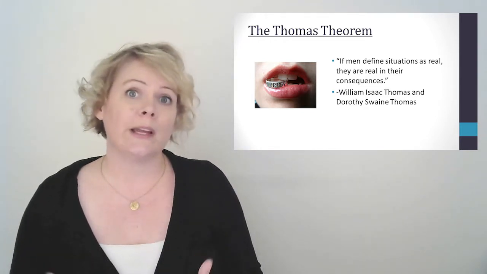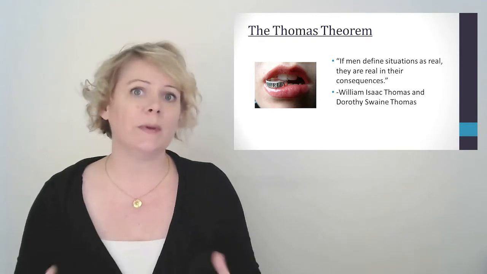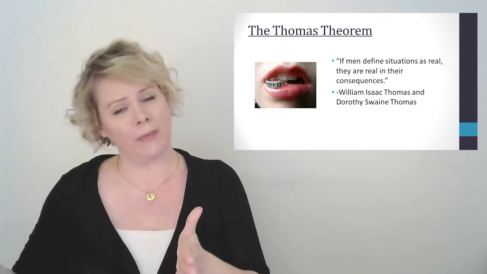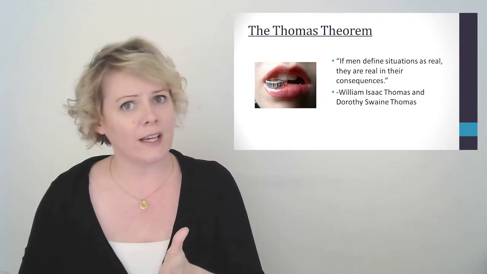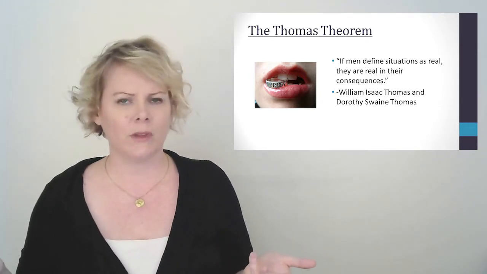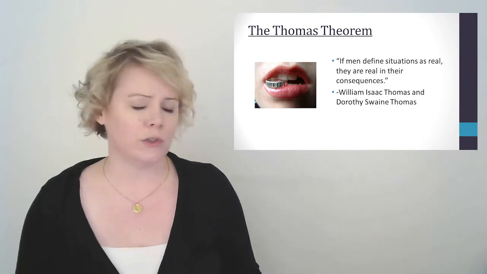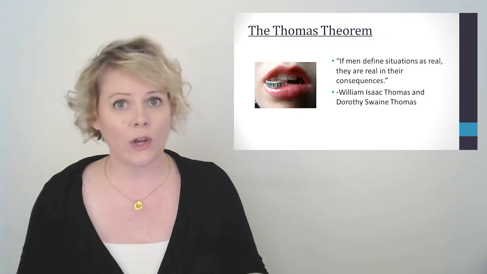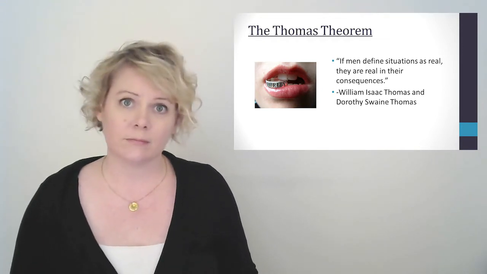So it helps to explain why sometimes as a society we become fixated on something and we act like it's super, super important, even though from the outside perspective, from outside of that society, it might not mean anything at all. So the Thomas theorem can be really useful for sexuality because all of the time we just decide that something is important, whether or not it really is.